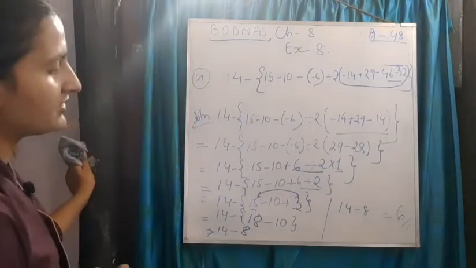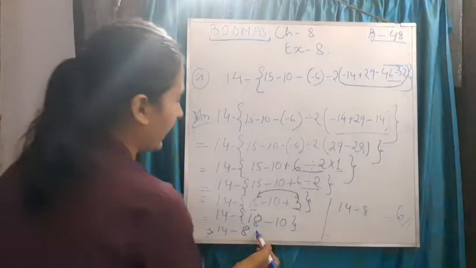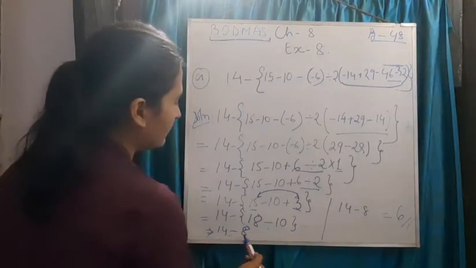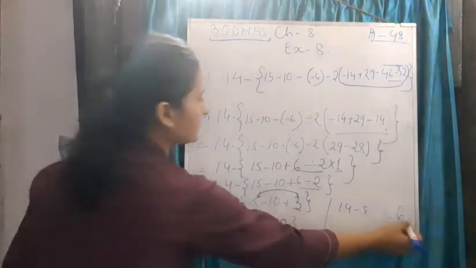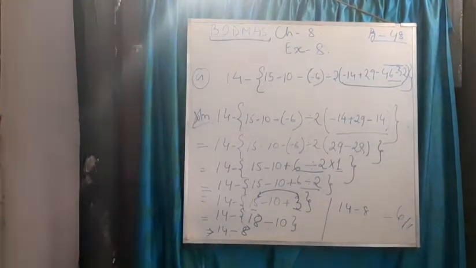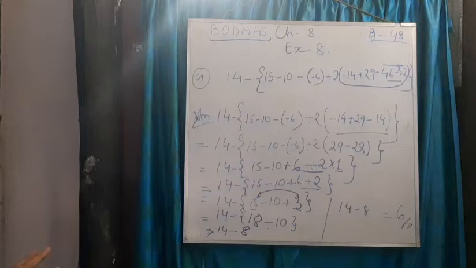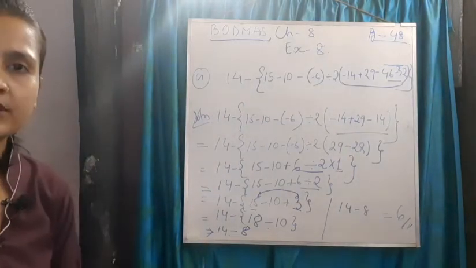We add 15 plus 3, right? And we got 18 minus 10. So 14 minus 8 is equal to 6. So 18 minus 10 is 8. So 14 minus 8 is 6. I hope that this is clear to you. Still, if you find any doubt regarding this, then feel free to ask me, okay?